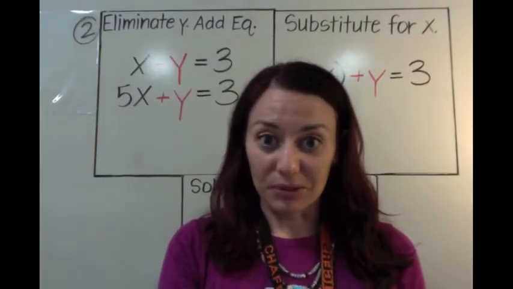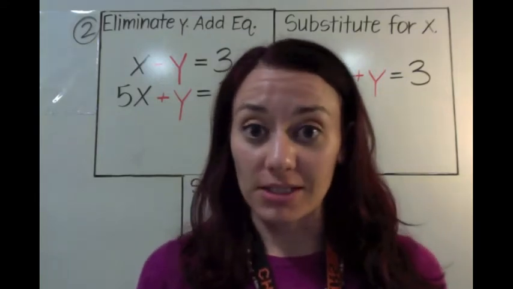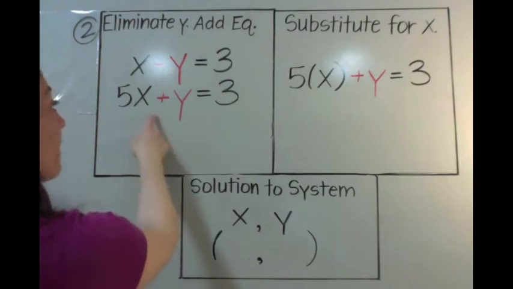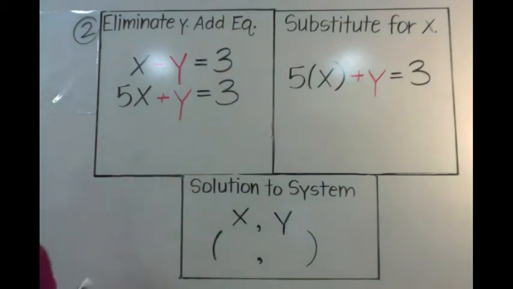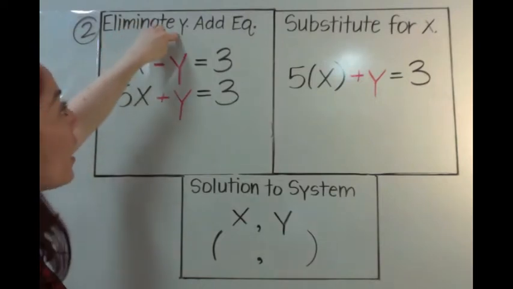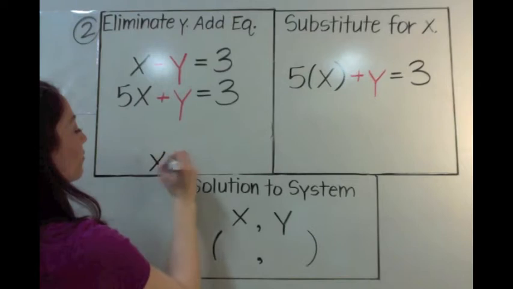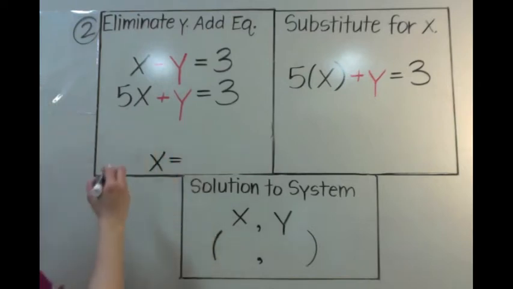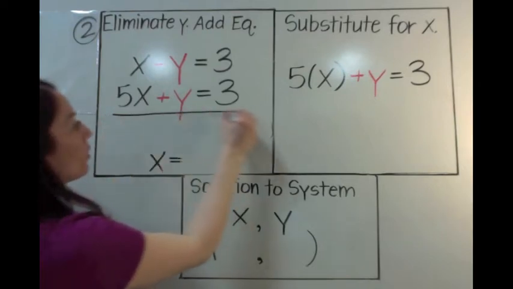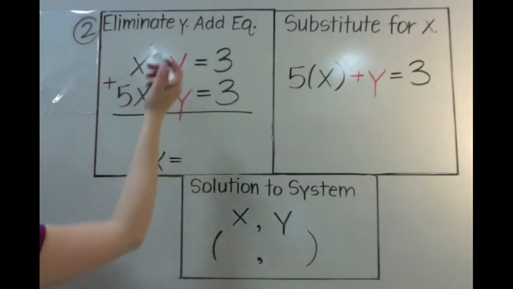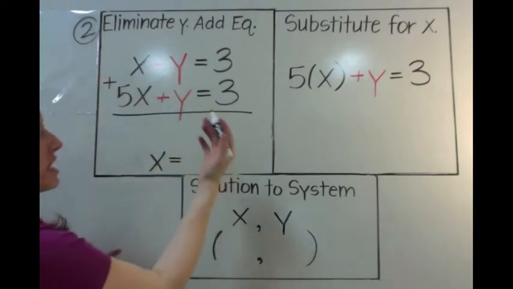Let's do another example. We have a system of equations. It says x minus y equals 3 and 5x plus y equals 3. The first thing we're going to do, it says to eliminate y and add equations. We are going to be solving for x, all right? So let's go ahead, put a line to show that we're going to add equations. A negative y and a positive y make 0, right?